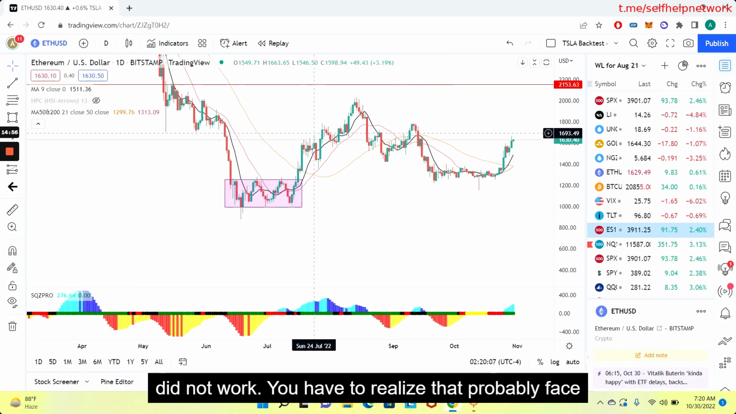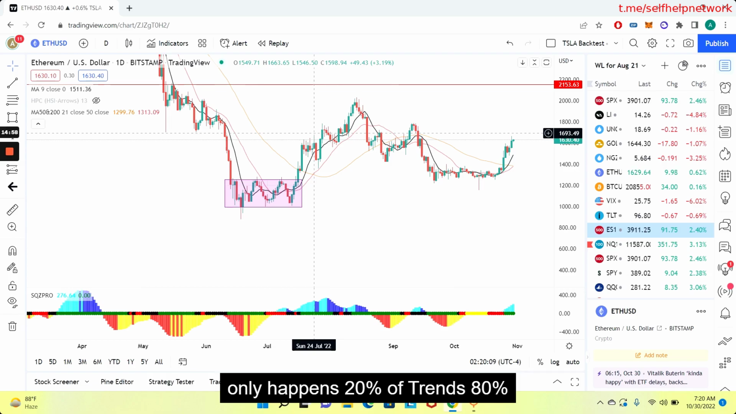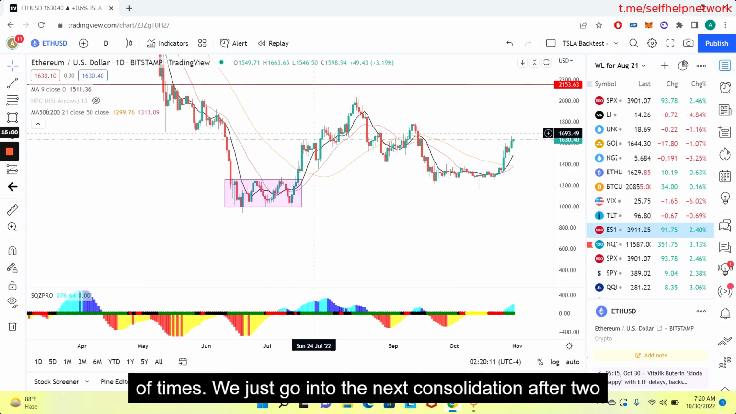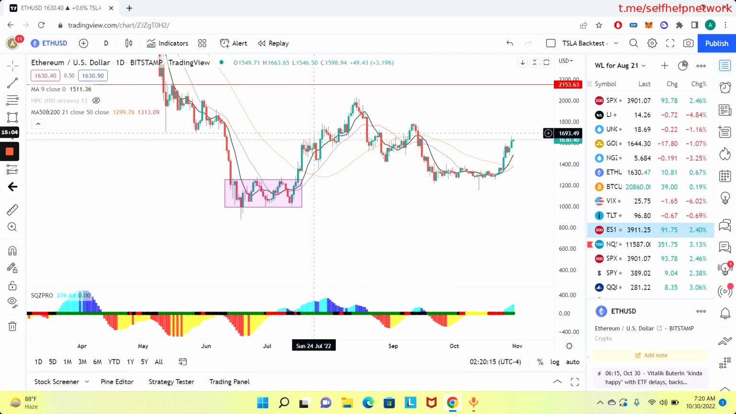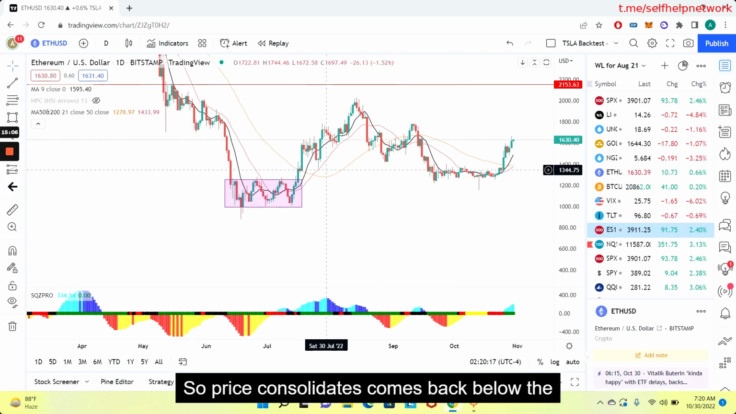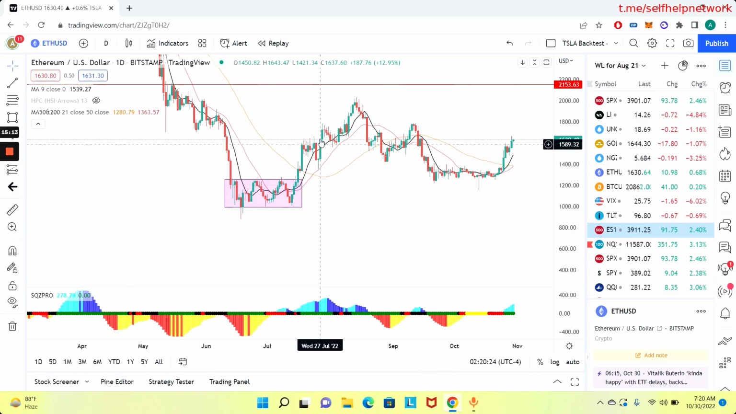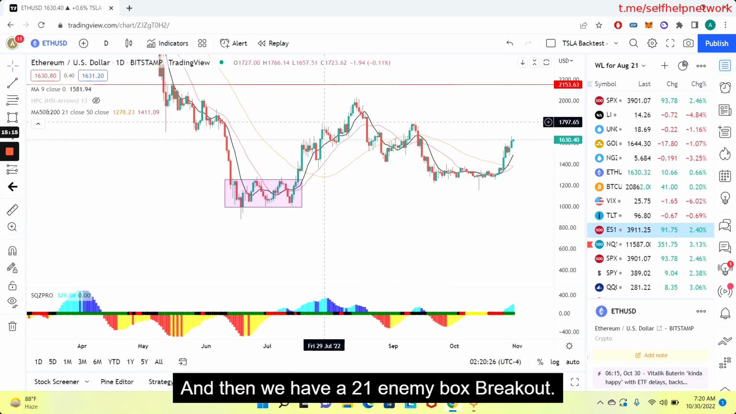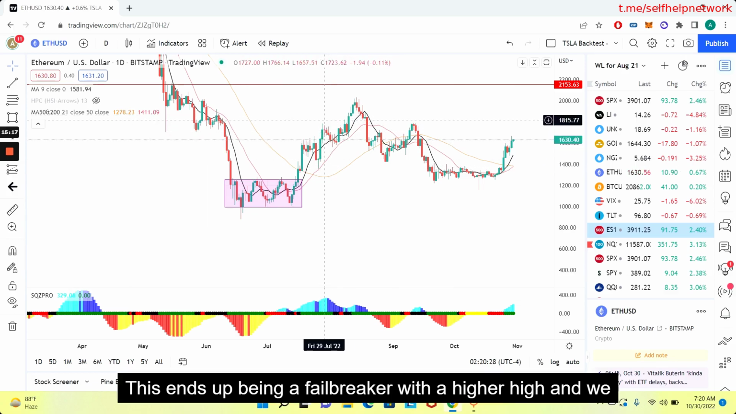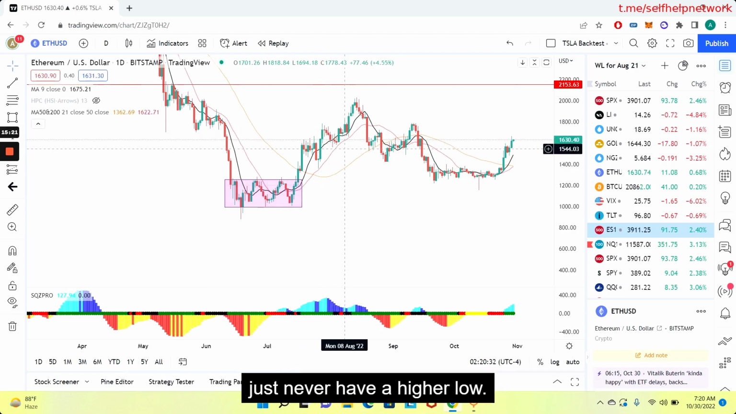You have to realize that the parabolic phase only happens in 20% of trends. 80% of times we just go into the next consolidation after two higher highs and higher lows. So price consolidates, comes back below the 9 MA, goes to the 21 MA, has a sharp reaction, and then we have a 21 MA box breakout. This ends up being a failed breakout. We have a higher high and we just never have a higher low.